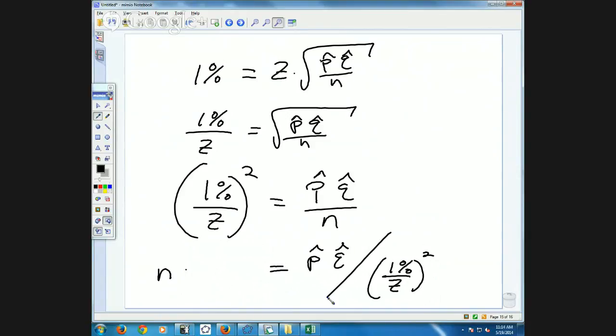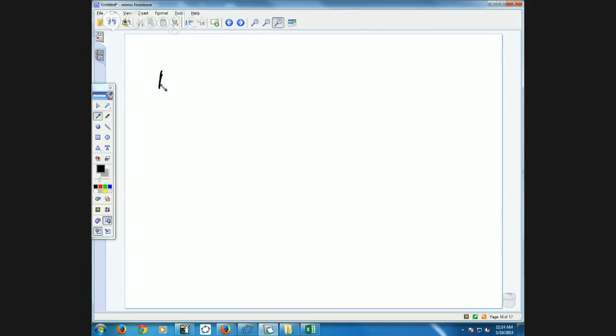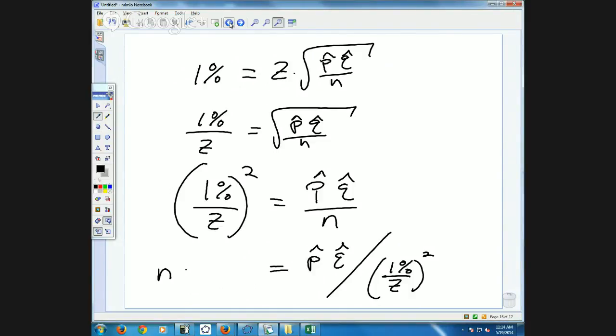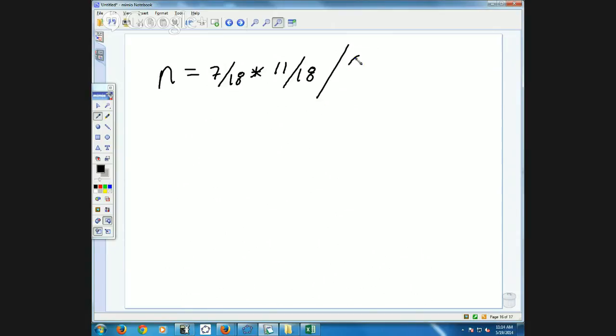Okay, so what does it say? To estimate n, you take p hat times q hat, and then you divide by the square of your margin of error divided by your critical z-score. We can do that. Let's do it. So for us, n is going to be, let's see, p hat was 7/18. So let me write it in calculator notation. That's going to be 7/18 times q hat, which is 11/18, right? And then the formula says to divide by parentheses.